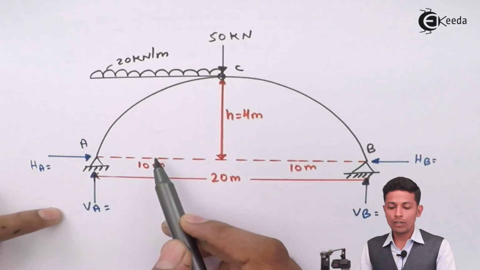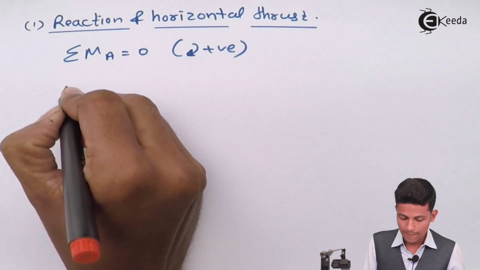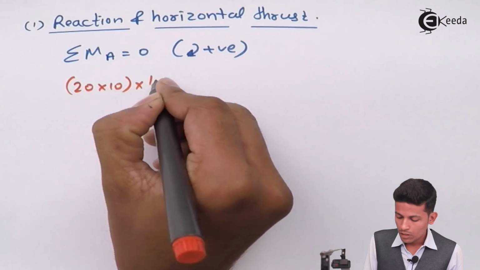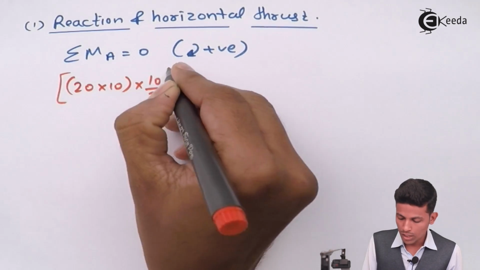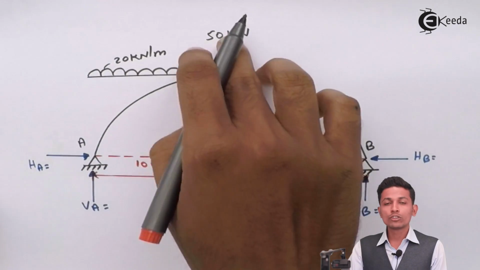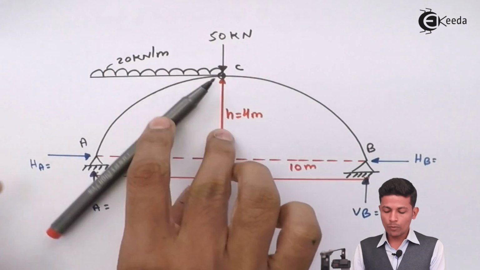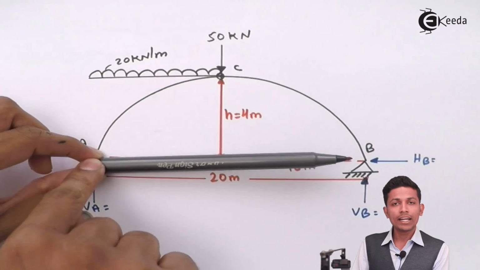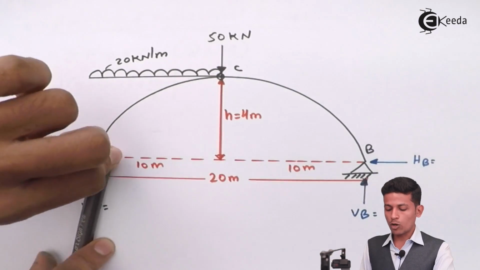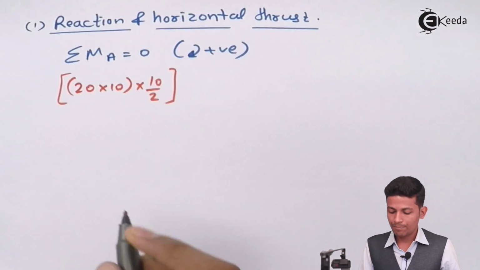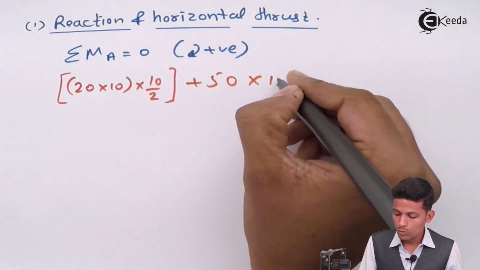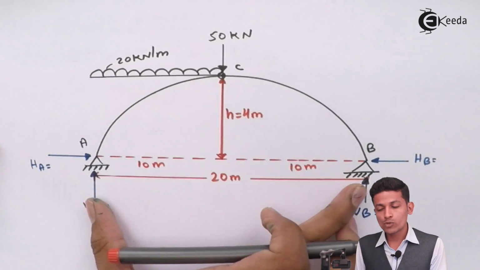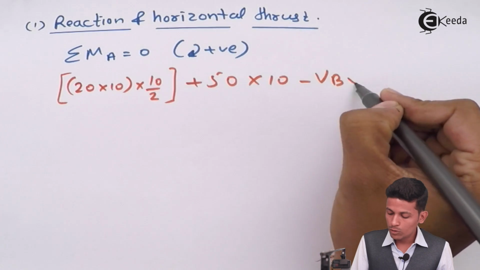20 into 10 into 10 by 2 in clockwise direction, so positive. This is nothing but the UDL. Now this point load is also going in the clockwise direction. See, how will you show the clockwise direction? Take a rod and fix it at A, as we are taking bending moment at A. So 50 kilonewton is going in clockwise direction, so positive 50 into 10. After that what is left is VB, which is minus VB into 20.